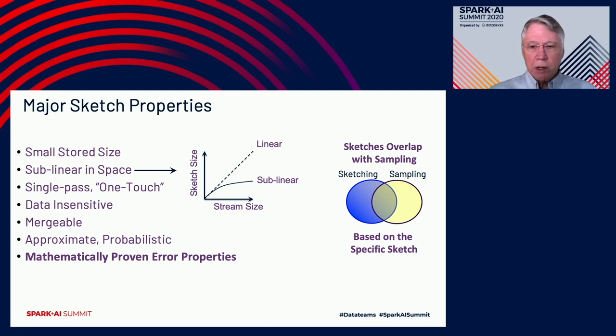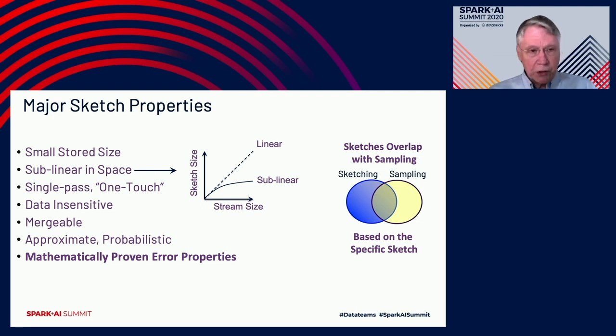This next property, mergeable, I spoke about earlier, but it is critical because for distributed systems, you want to split your data into many, many fragments and be able to analyze all these fragments separately and then merge the sketches together. So you're not really merging the answers. What you're doing is merging the data structures of these sketches together. And that's also very, very fast.